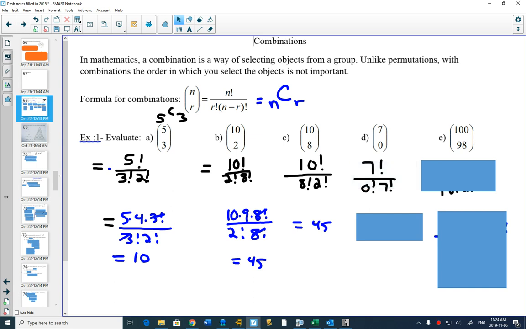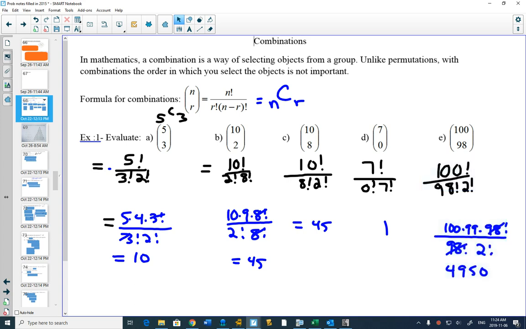7 choose 0. Do you remember the definition of what 0 factorial is? 0 factorial is equal to 1. That's by definition. It doesn't work with the formula. Remember, a factorial says start with that number and subtract 1 and keep multiplying until you get down to 1. Well, that doesn't work with 0 factorial. And so by definition, it's 1, and this just becomes 1 in the end.